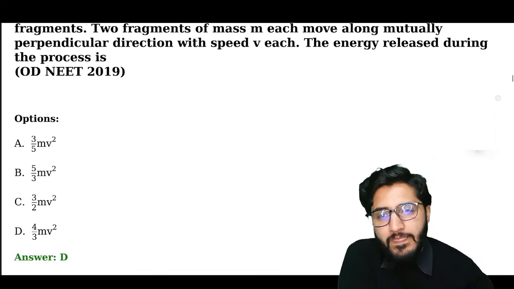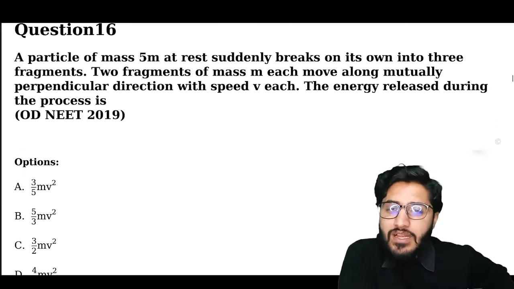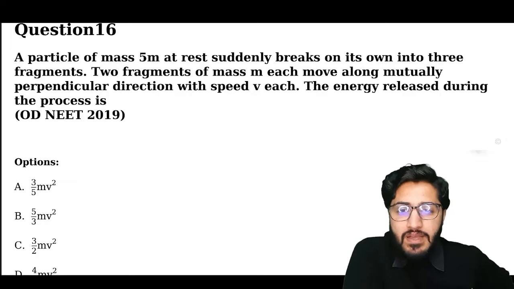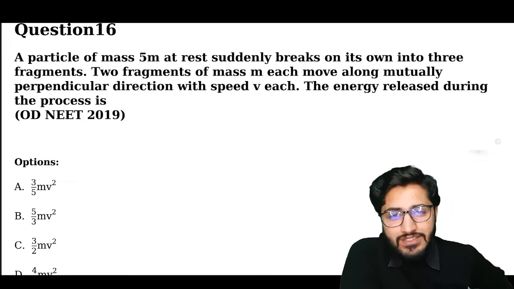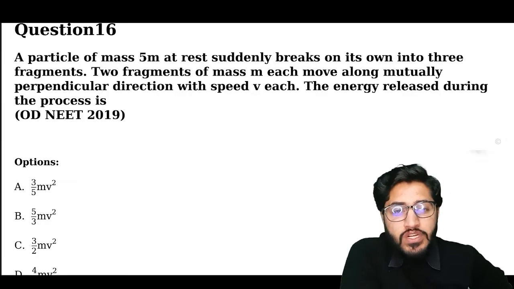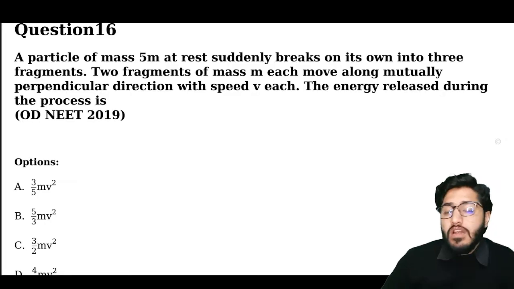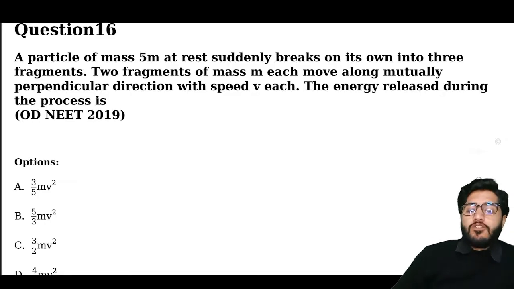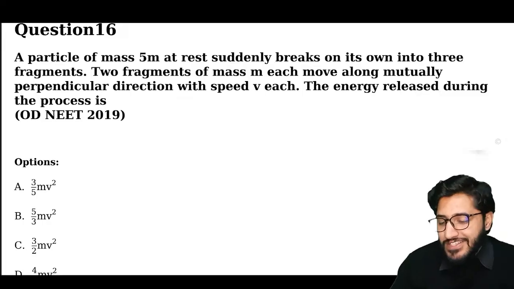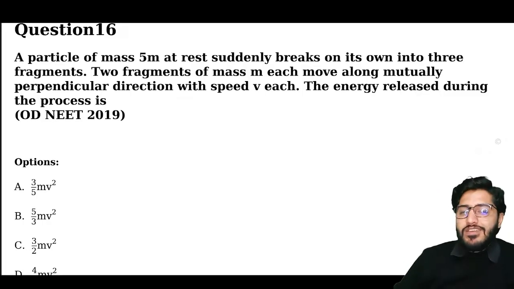Next question: a particle of mass 5m at rest suddenly breaks on its own into three fragments. It gives us the idea that it breaks on its own, which means we don't have any external force. If there is no external force, we can use conservation of momentum. That is one clue from the first sentence.